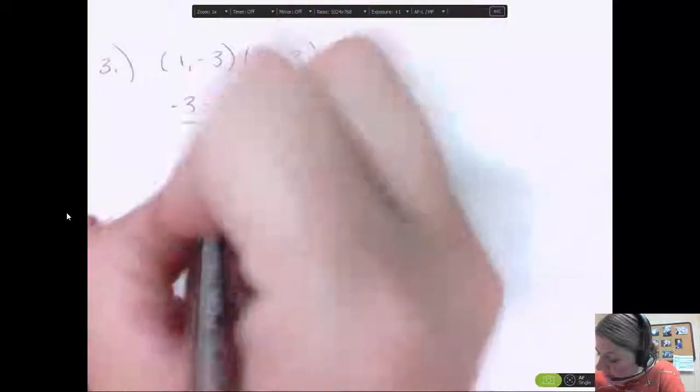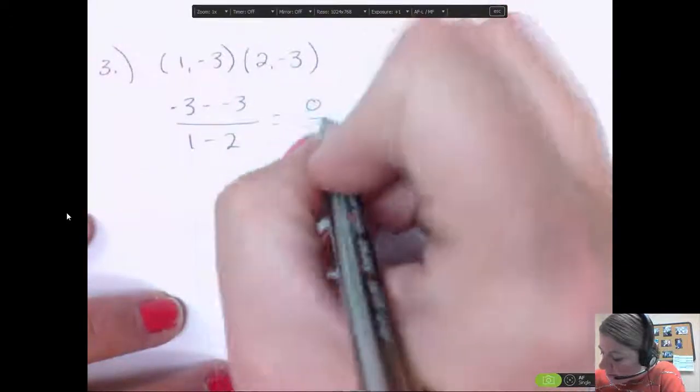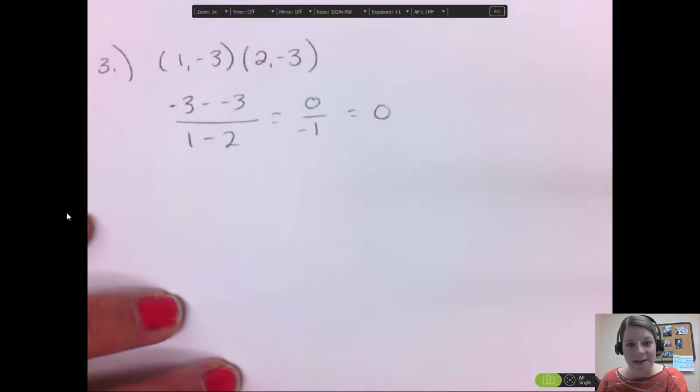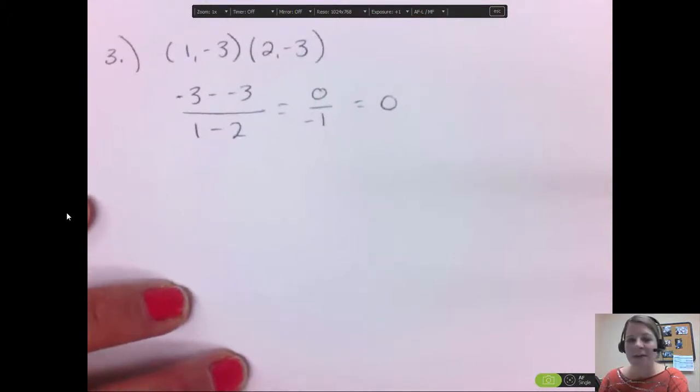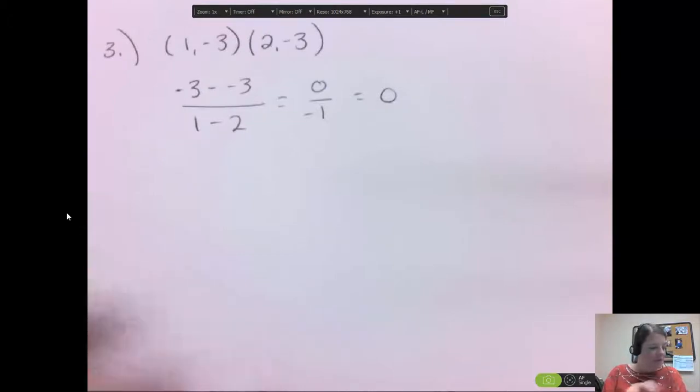So we're going to go negative 3 minus the negative 3, over 1 minus the 2. A double negative is a positive, so this really becomes 0 over negative 1. 0 divided by anything is 0, not undefined, 0. So that is a horizontal line with a slope of 0.